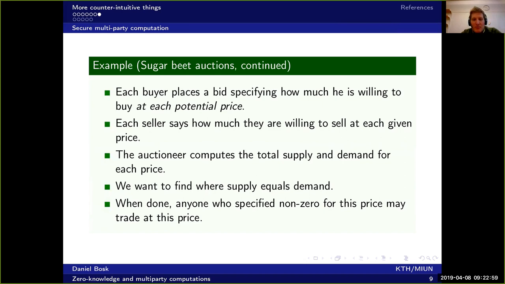This has actually been implemented in practice as a secure multi-party computation protocol. So the auctioneer in this case didn't have to be a trusted third party. The beet farmers could run this protocol together with Danisco, or Don Zucker, without the farmers being worried that Don Zucker would see the prices they were willing to sell for, so they could underbid, and the other way around, that the farmers could see how much Don Zucker was willing to pay, and thus increase their prices unnecessarily. So everyone should be happy here, and they could do it as mutually untrusting parties.